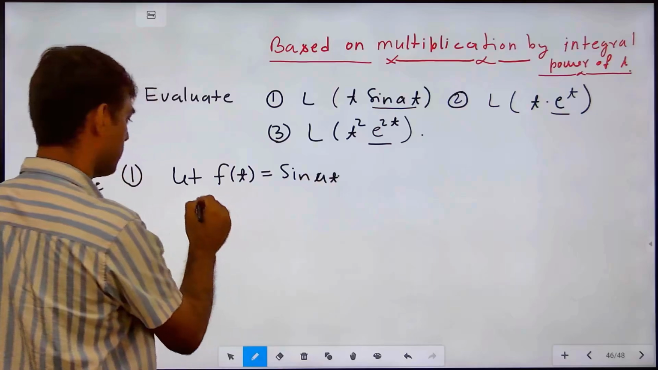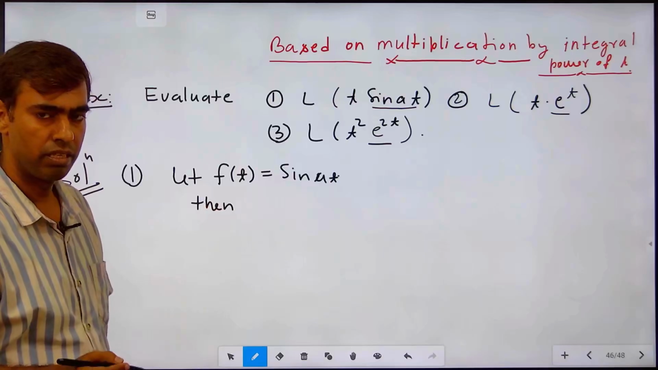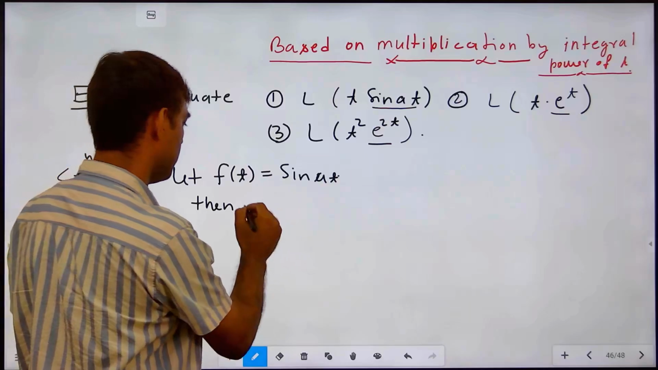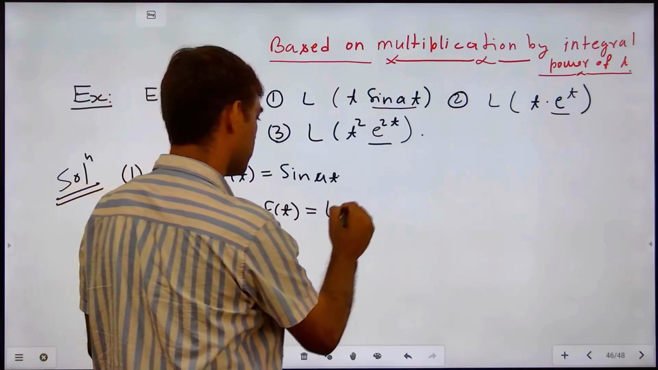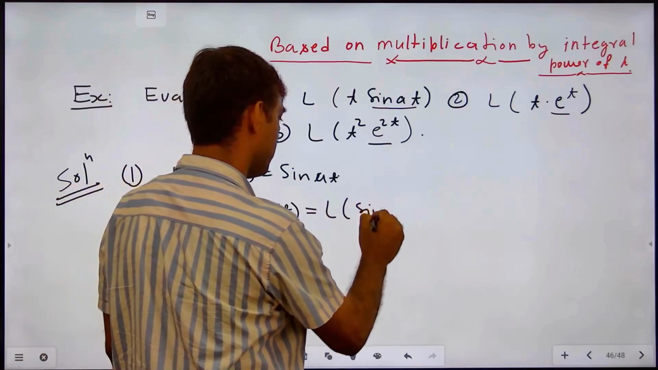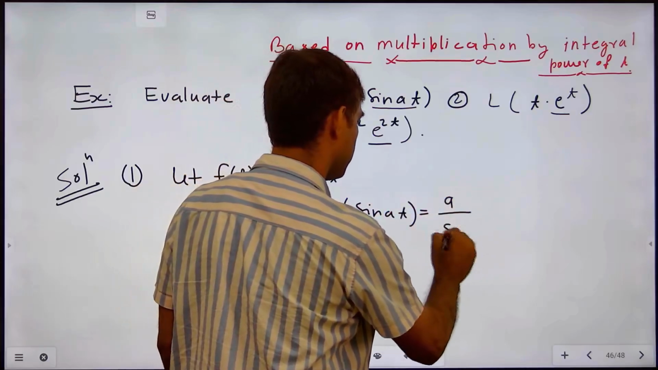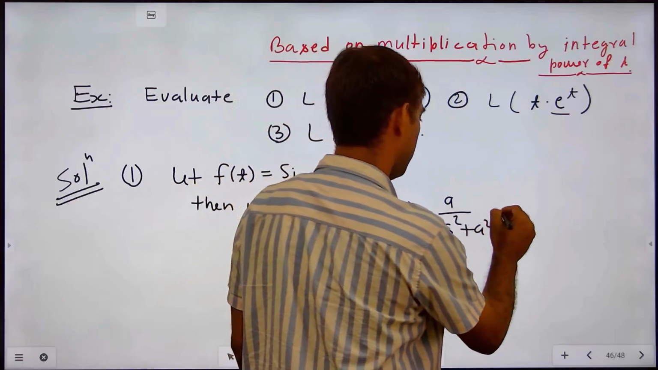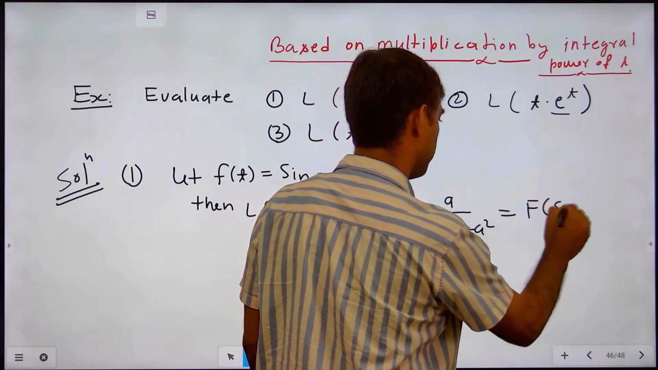Then Laplace transform, as we know, for an elementary function. This one is an elementary function. Laplace transform of f(t) equals what? Laplace transform of sin at equals a upon s squared plus a squared, and this one is denoted by the capital F(s).